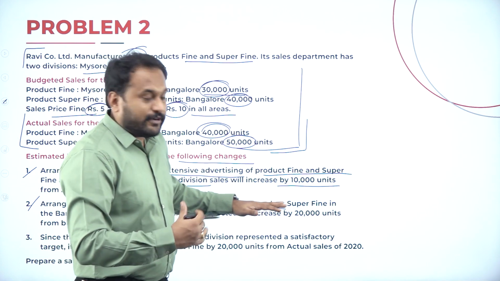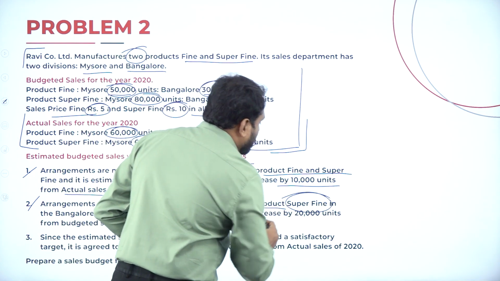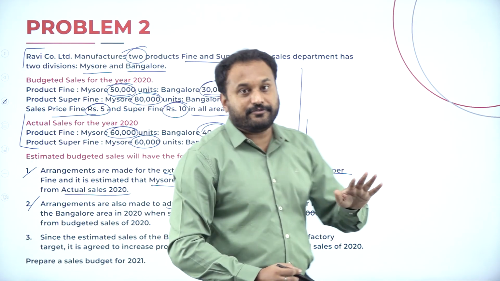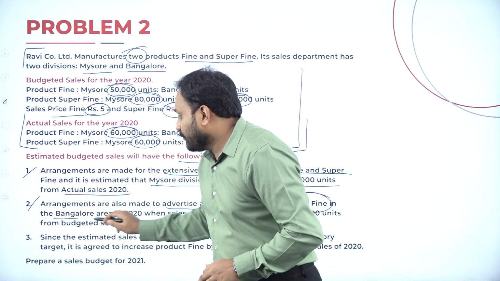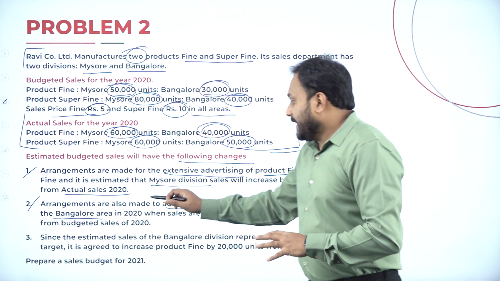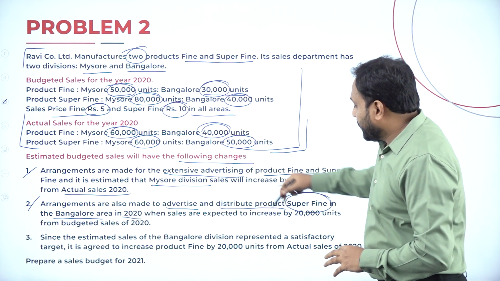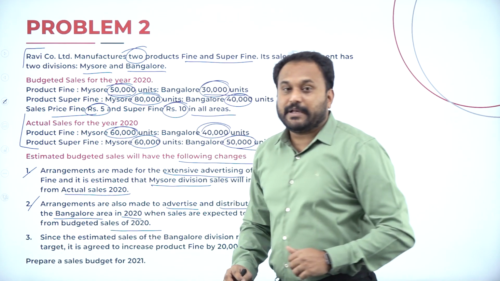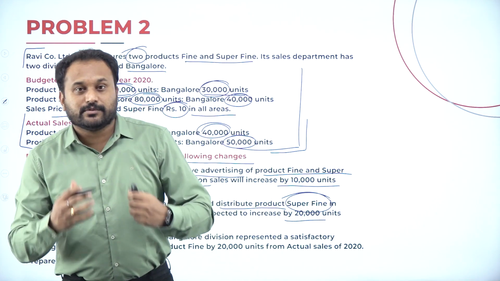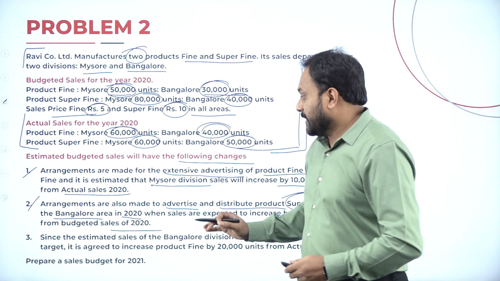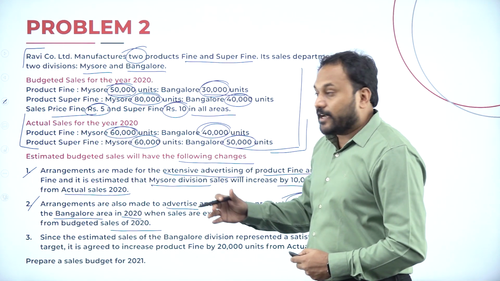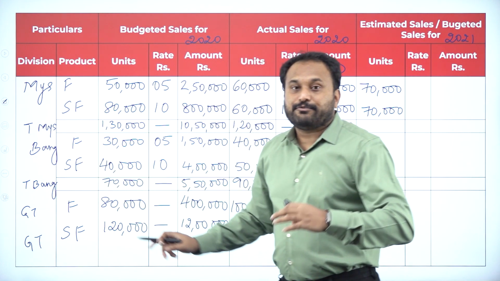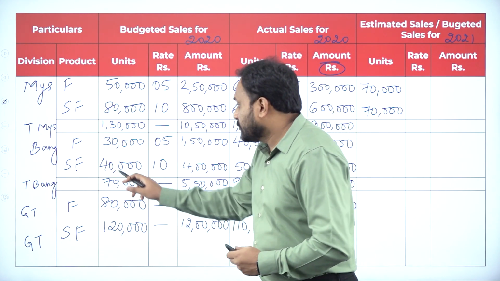So there is also one more advertisement for product super fine. Earlier we had products fine and super fine, but here it is only for product super fine in Bangalore area. Now we have super fine in Bangalore area in 2020 where sales are expected to increase by 20,000 units from budgeted sales 2020. That means they want you to increase 20,000 units from budgeted sales. Now understand, here we have Bangalore, but they are not asking us for fine, they are asking us for super fine, that we need to increase by 20,000 units.